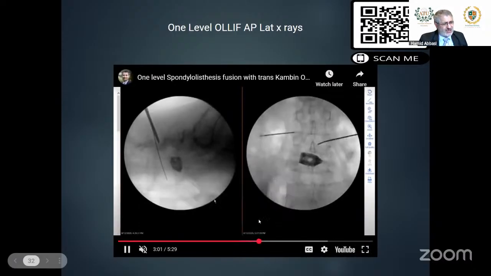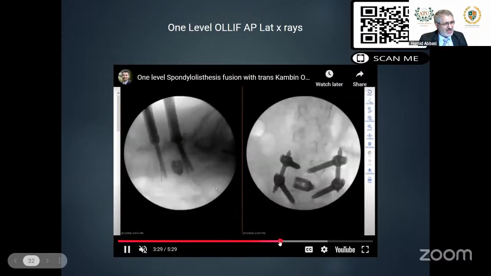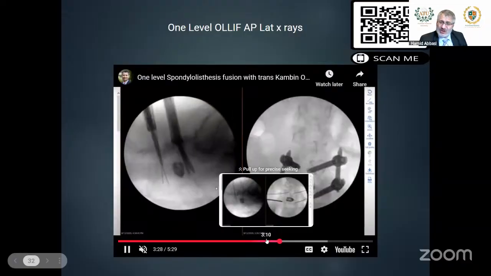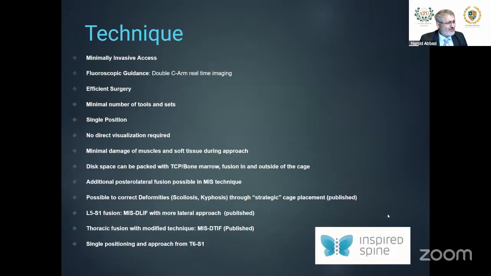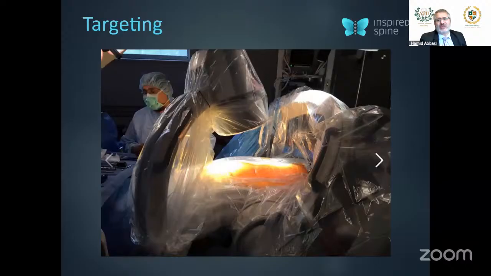Now, what you need to know is that from the moment we start the surgery to the time the cage is placed, it literally takes us on average about 7 to 10 minutes. So in 7 to 10 minutes, you have done the interbody part. And that enables you to be efficient and you don't cut corners. That's the point. Now, let's talk about a few more things. Yes, you do need double C-arm.